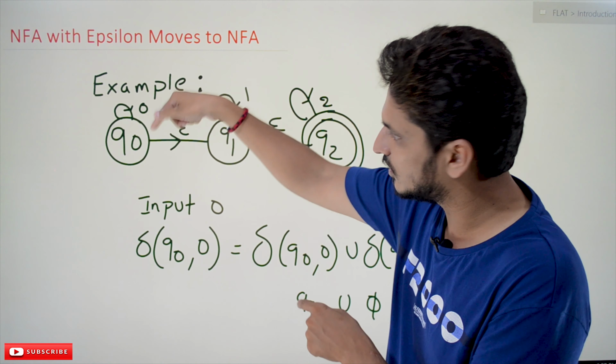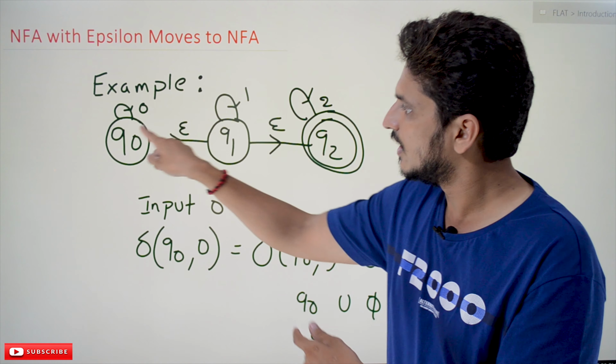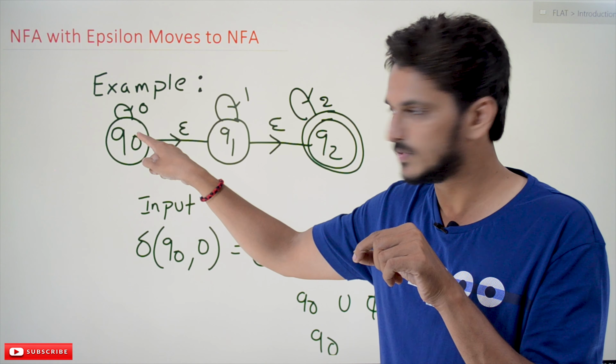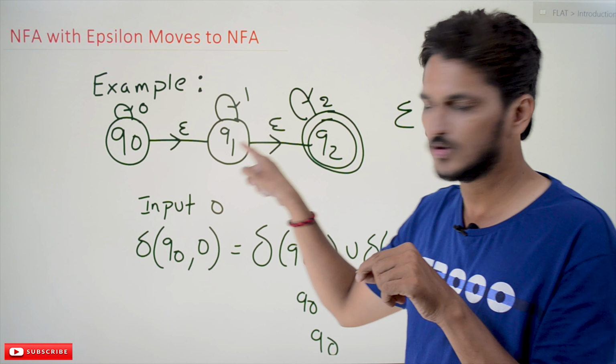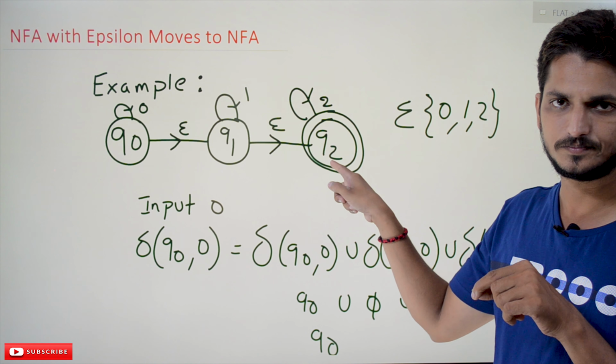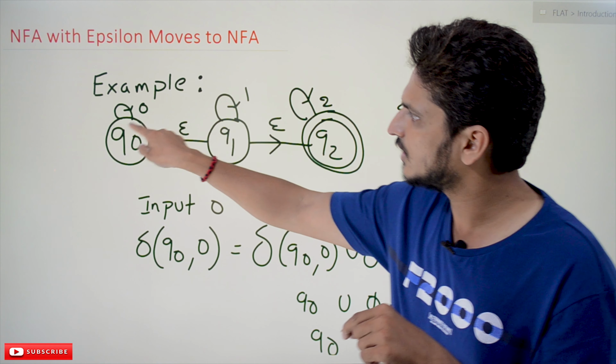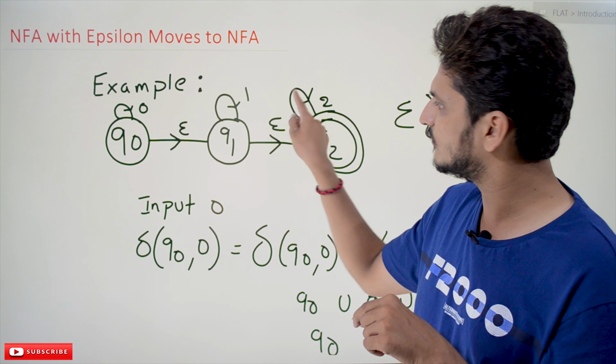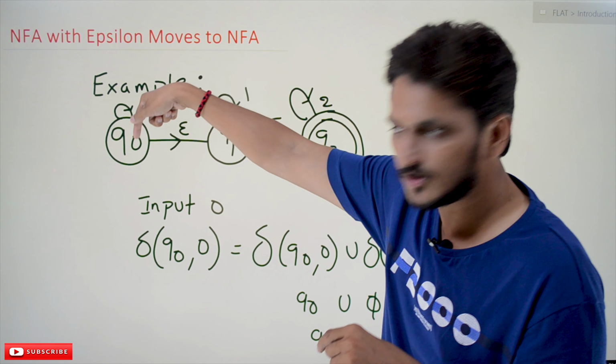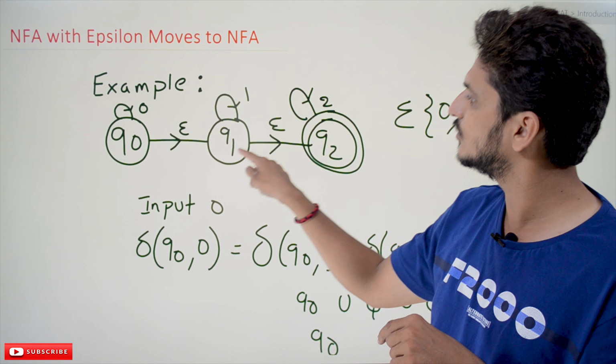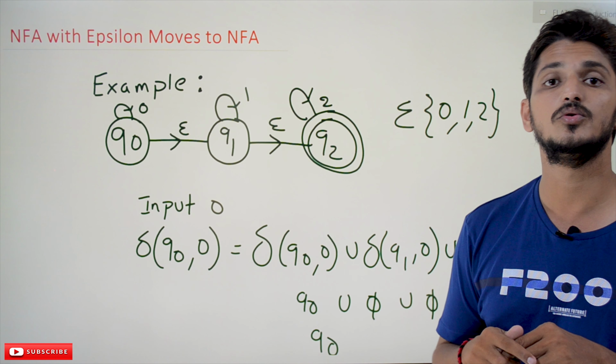On applying 0 on Q naught, how are we applying? If you want to apply 0 on Q naught, you have to apply on Q naught, you have to apply on Q1, you have to apply on Q2. If you apply on Q naught, we end up in Q naught. If you apply on Q1, phi. Whenever you end up in Q naught, we can automatically move to Q1 and automatically to Q2.